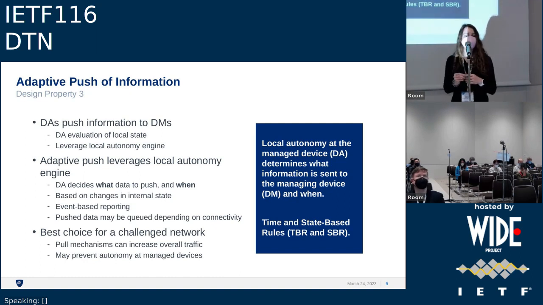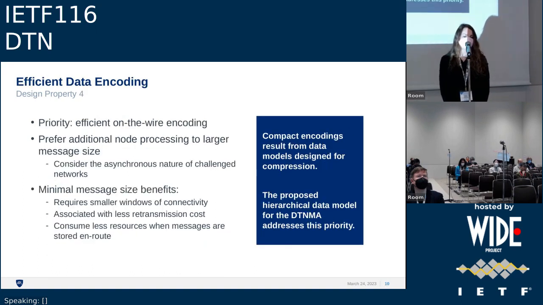We also need to support push mechanisms rather than pull mechanisms for the exchange of information. And we use local autonomy to determine what information and when it should be pushed from an agent to a manager. Next slide. As I touched on earlier, we need efficient data encodings. Part of that is provided by the data model design, and that allows us to minimize message size. Next slide.